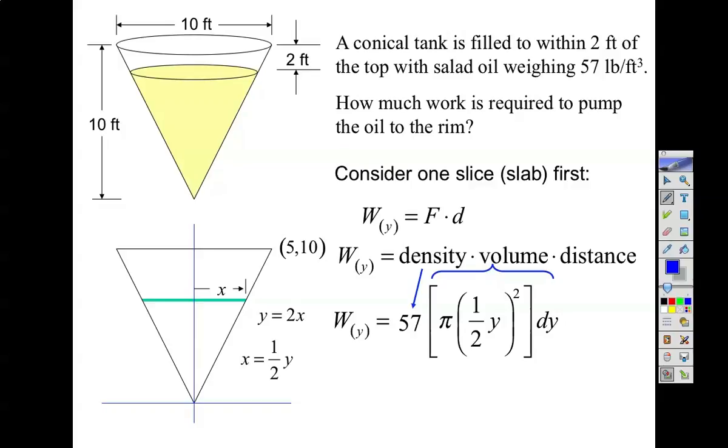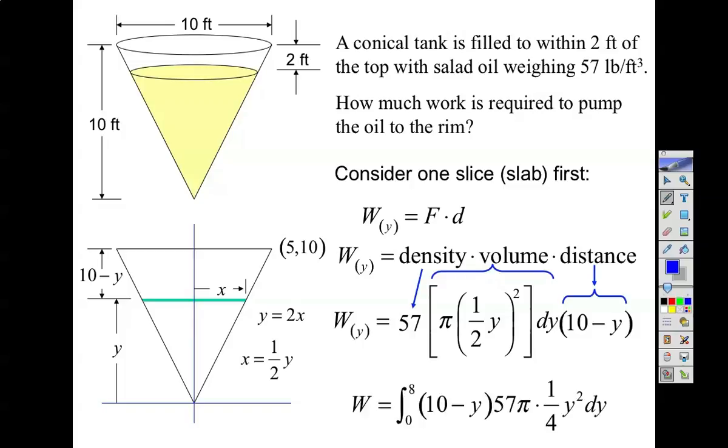And then the dy, so there's our pounds. So all of this would be pounds, right? Density times volume. And then we would get our distance. And what's our distance? How far is that slab going to move? This is y right here. We want it to move up to here. How far is that? 10 minus y, right? So 10 minus y is our distance. And you already said the integral will go from 0 to 8.